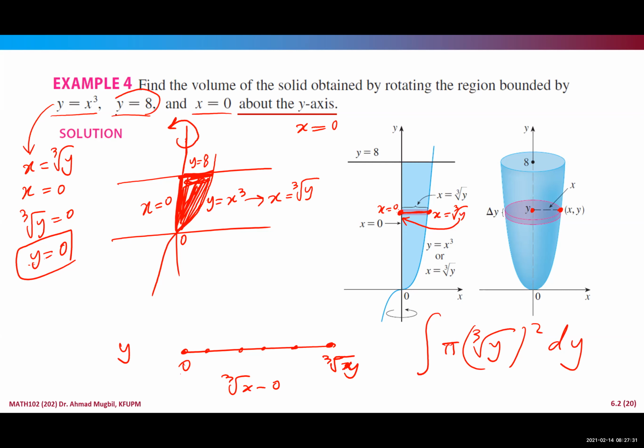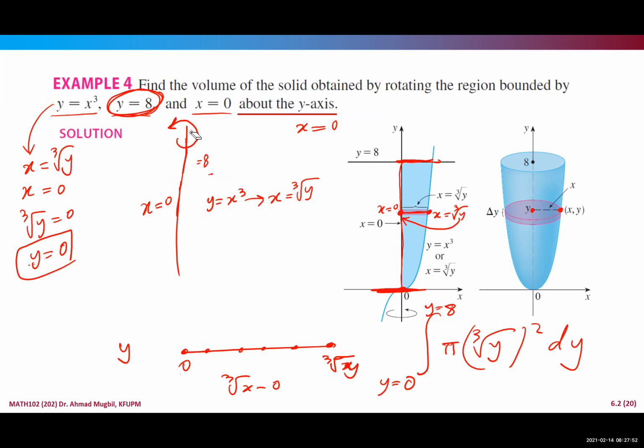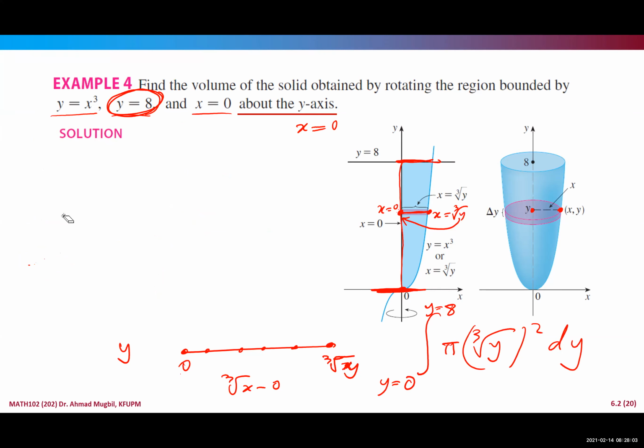And what is the other one? It is clear from the graph, ya shabab. Look, y values start from 0 and go up to here. What is this value? It is 8. So here, be careful. These are y values, not x values. We will see also in the next section how to solve this if the axis of rotation is another line, like the x-axis or any other line that you can find.